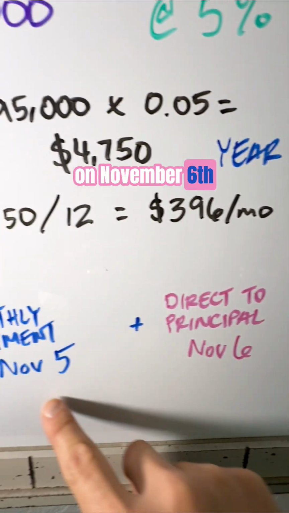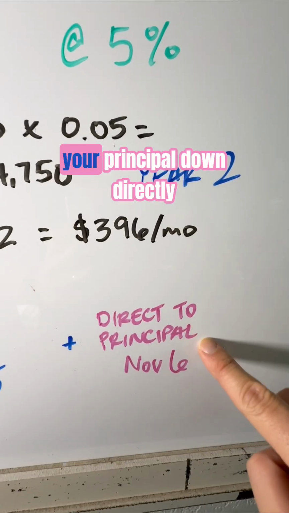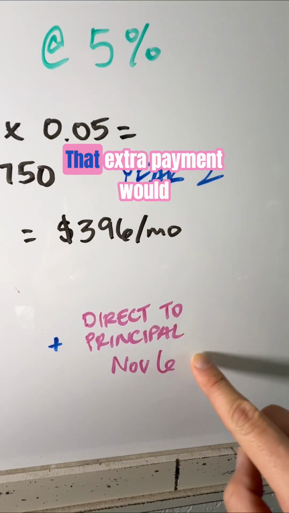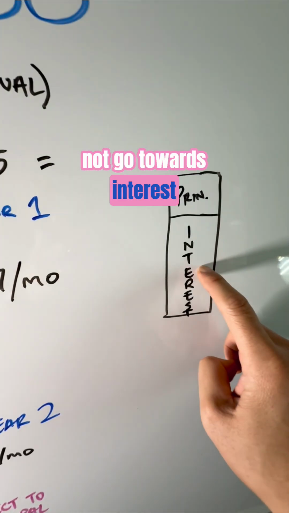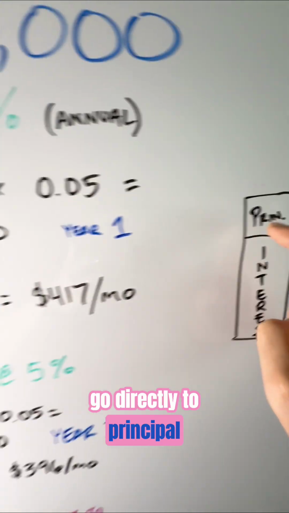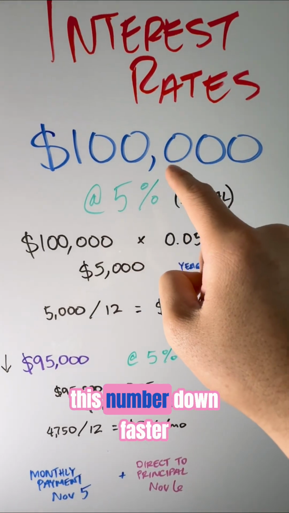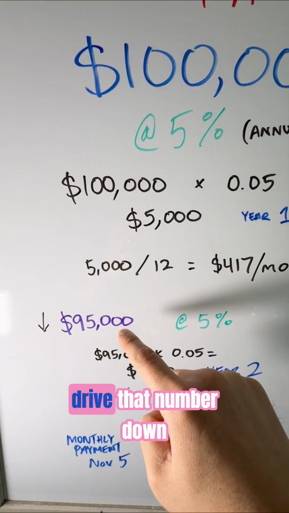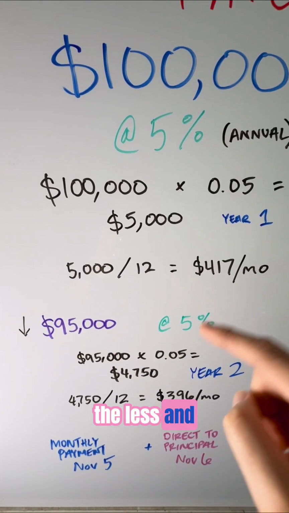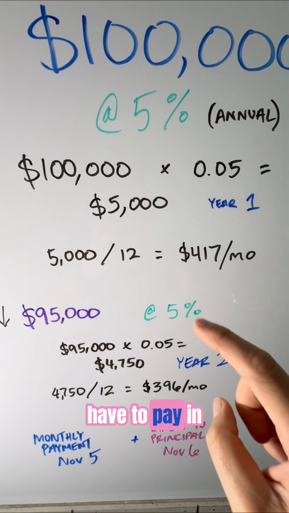On November 6th, that would drive your principal down directly. That extra payment would not go towards interest, but it would go directly to principal. That's how you drive this number down faster. And the faster you drive that number down, the less and less that you have to pay in interest.